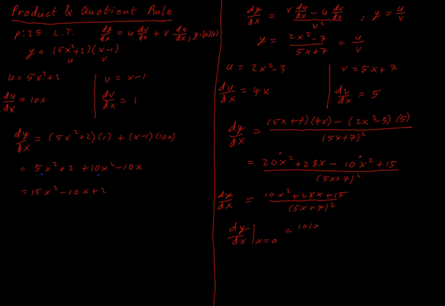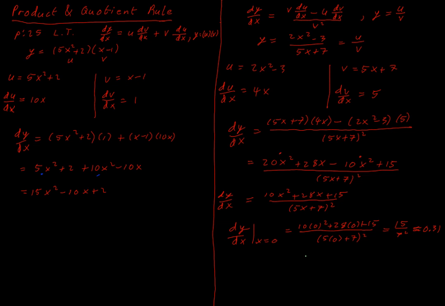So I'm finding the slope at a particular value of x. All over 5 by 0 plus 7 squared gives me 15 all over 7 squared. Approximately gives me 0.31. Now what does that tell me? That tells me that the slope of the tangent to the curve, or the slope of this curve here at the point when x is 0 is going to be 0.31.